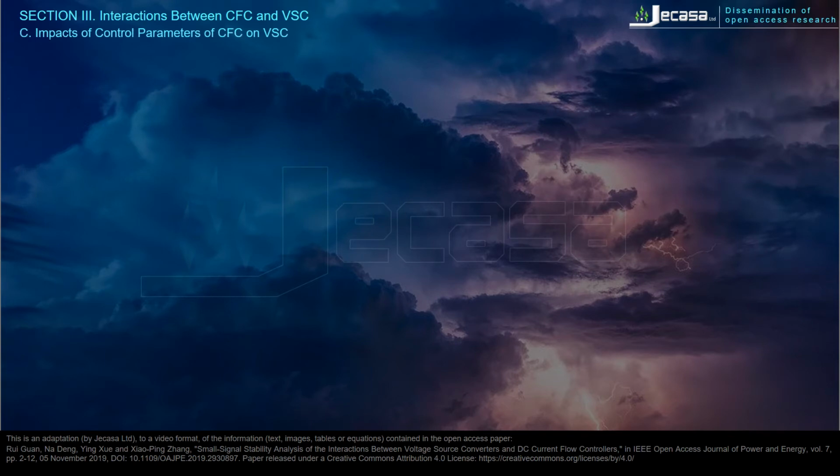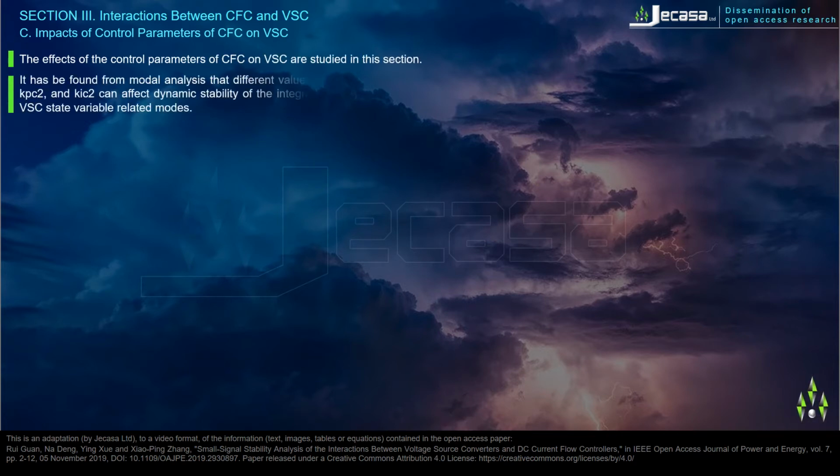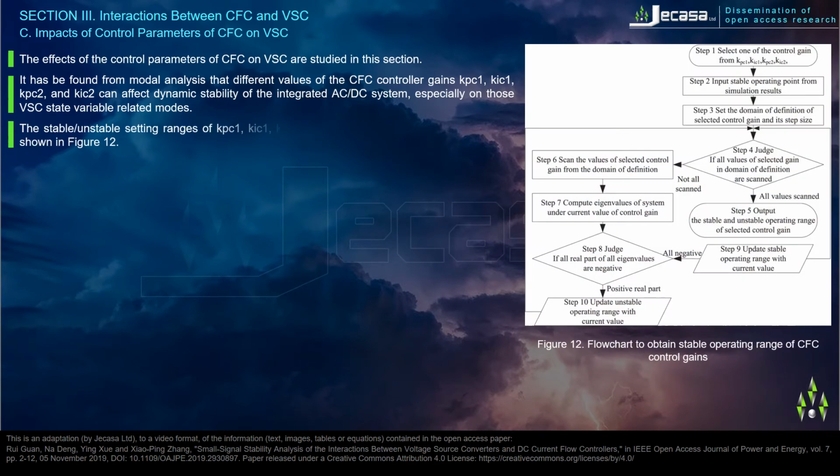Impacts of control parameters of CFC on VSC. The effects of the control parameters of CFC on VSC are studied in this section. It has been found from modal analysis that different values of the CFC controller gains KPC1, KIC1, KPC2, and KIC2 can affect dynamic stability of the integrated AC-DC system, especially on those VSC state variable related modes. The stable-unstable setting ranges of KPC1, KIC1, KPC2, and KIC2 are obtained by the procedure shown in Figure 12.